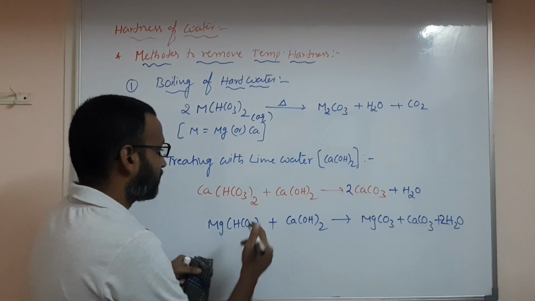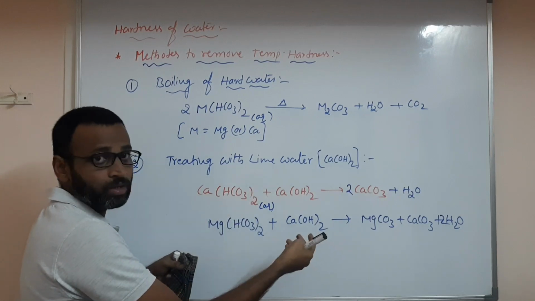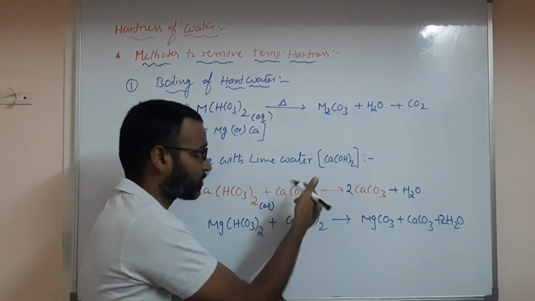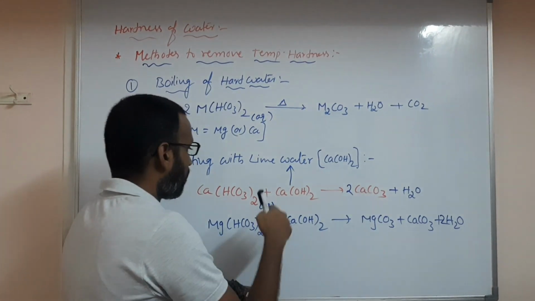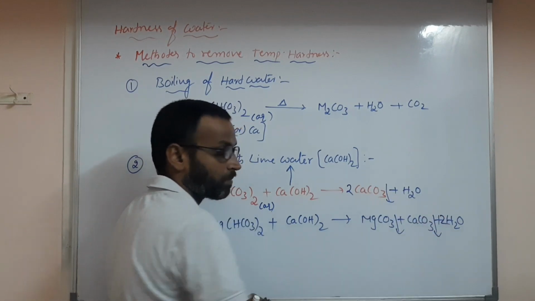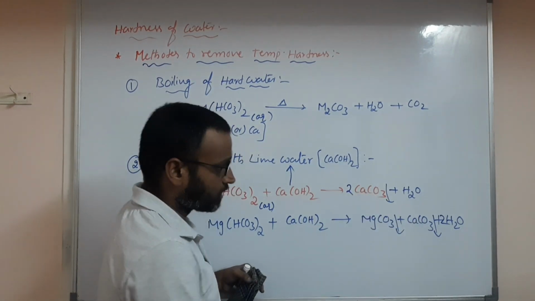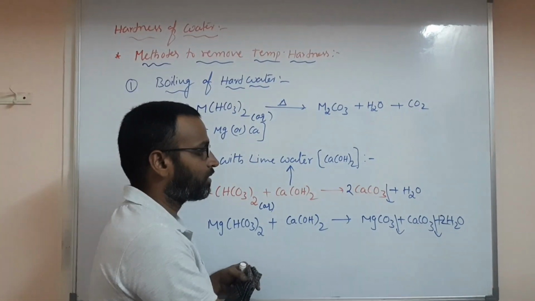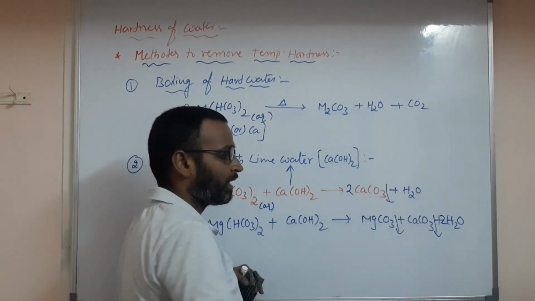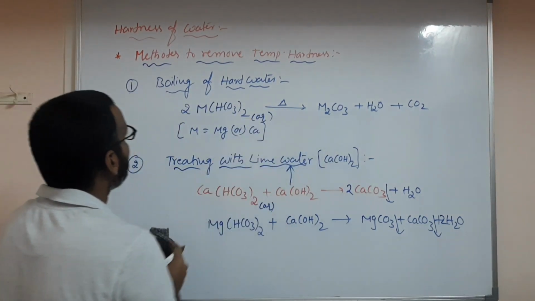See this aqueous. Why am I writing aqueous? This bicarbonate is present in hard water. You take hard water and pour in calcium hydroxide, which is called lime water. Then automatically the bicarbonate is removed as calcium carbonate precipitate. Calcium carbonate and magnesium carbonate cannot dissolve in water, so they can be separated by filtration. After filtration, the remaining water has become soft. These are the two methods to remove temporary hardness.